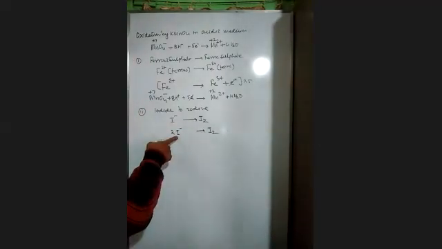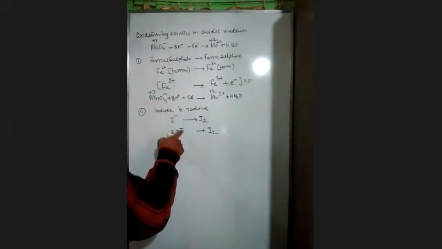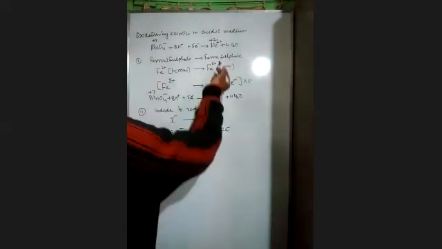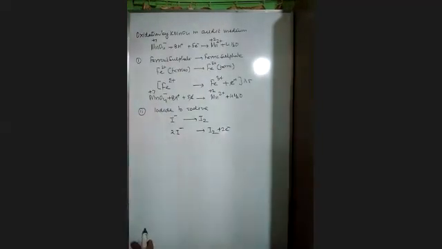Each iodide will lose 1 electron. This bar indicates 2 electrons. So I have to write here now 2. Then do it again. In ion electron method, first you are supposed to write oxidation followed by reduction.